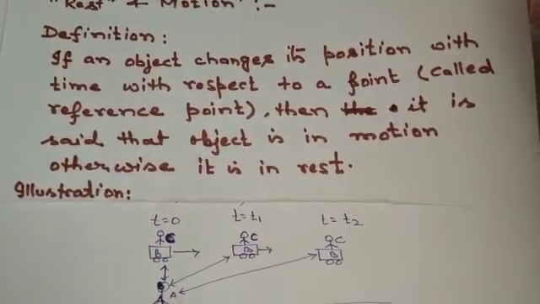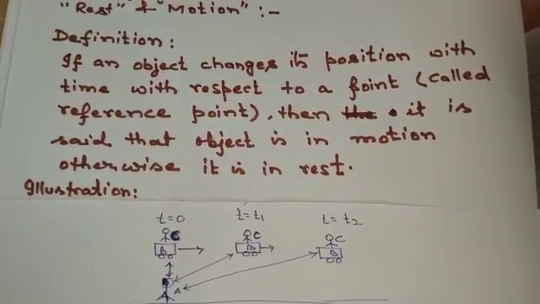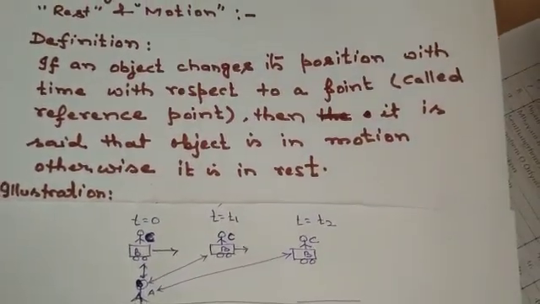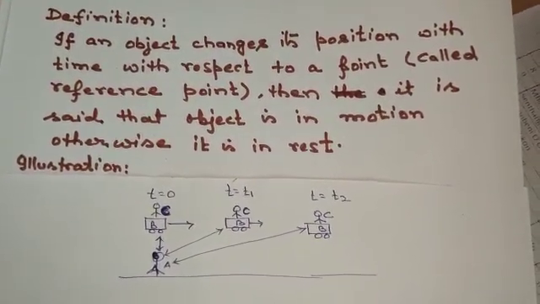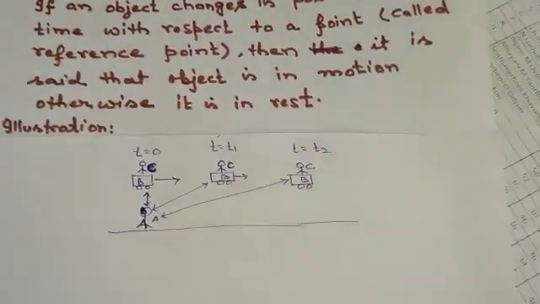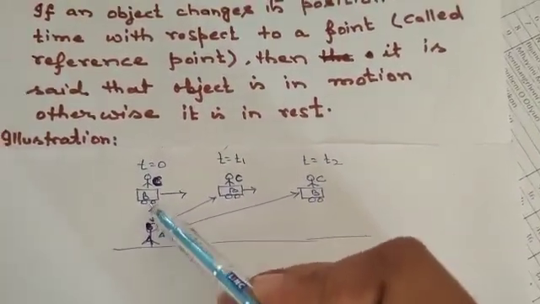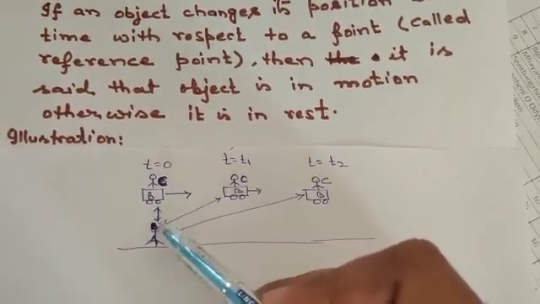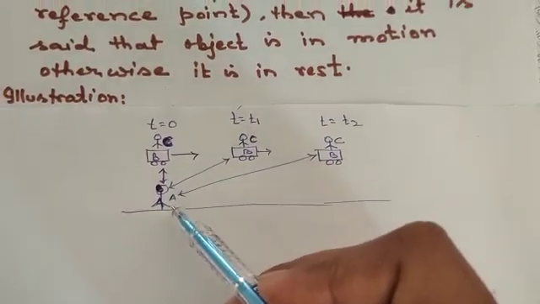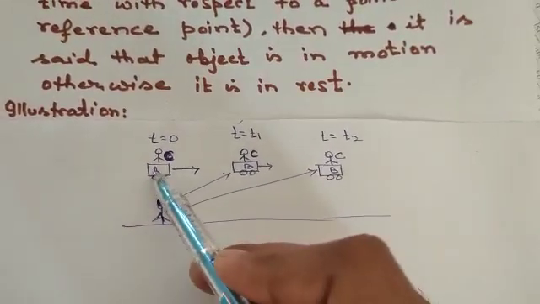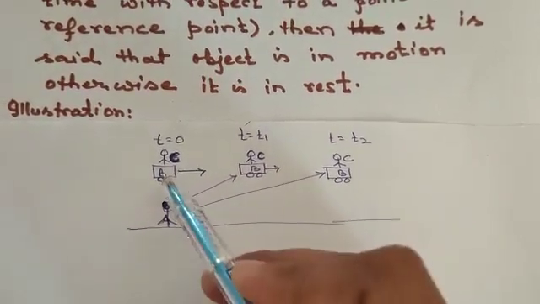Let's have a look. If an object changes its position with time with respect to a point called reference point, then it is said that object is in motion, otherwise it is in rest. Illustration. Here, three objects A, B and C we have taken for illustration of this concept. A is standing on the road, B is a vehicle and C is a person sitting in the vehicle.